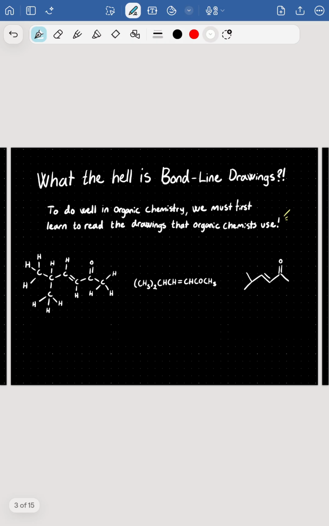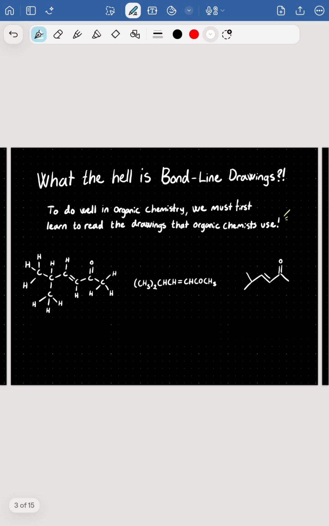I promise. To do well in organic chemistry, we must first learn to read the drawings that organic chemists use. These are not doodles. These aren't Picasso art pieces. These are actually molecules, even if they look like they were sketched during a caffeine overdose, but those are actual molecules. So when you look at a molecule, it's absolutely critical that you understand everything hidden in those innocent looking lines and angles, like which atoms are actually there, how they're connected, and which atoms are being intentionally ghosted like a bad Tinder date. Why is this so important, you may ask?